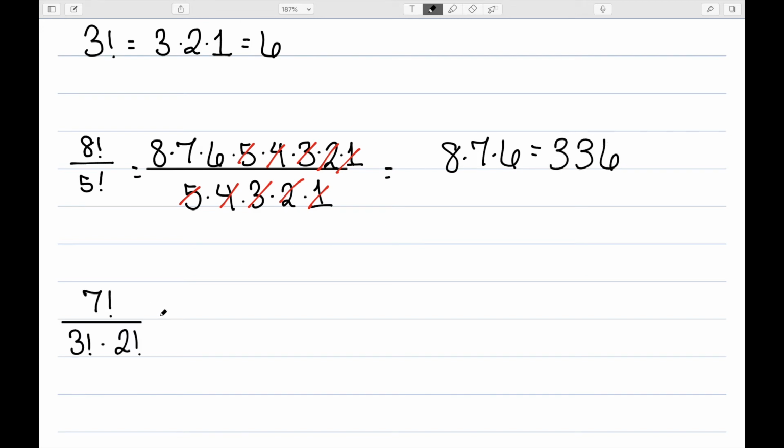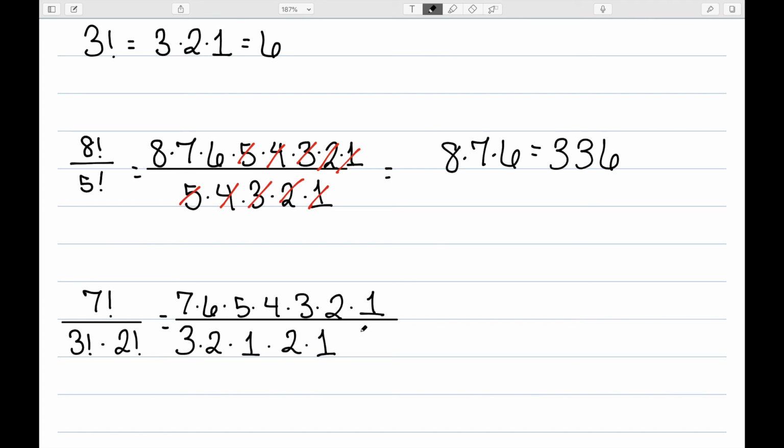What about 7 factorial divided by 3 factorial times 2 factorial? Well, the top is 7 times 6 times 5 times 4 times 3 times 2 times 1. 3 factorial is 3 times 2 times 1, and 2 factorial is 2 times 1.